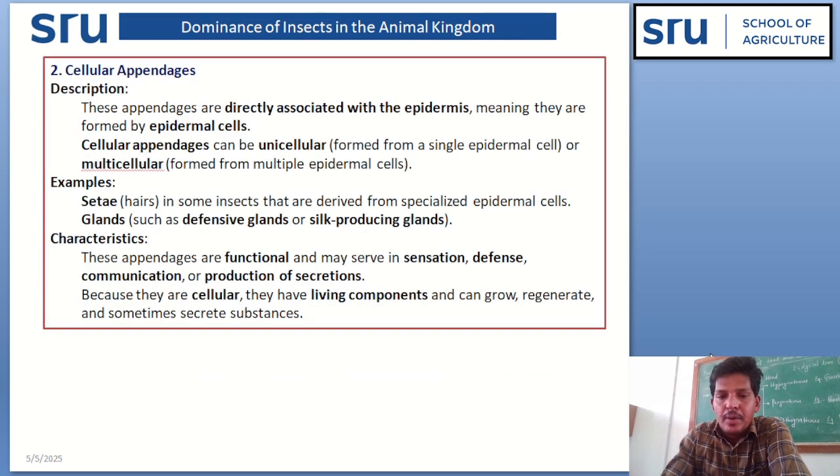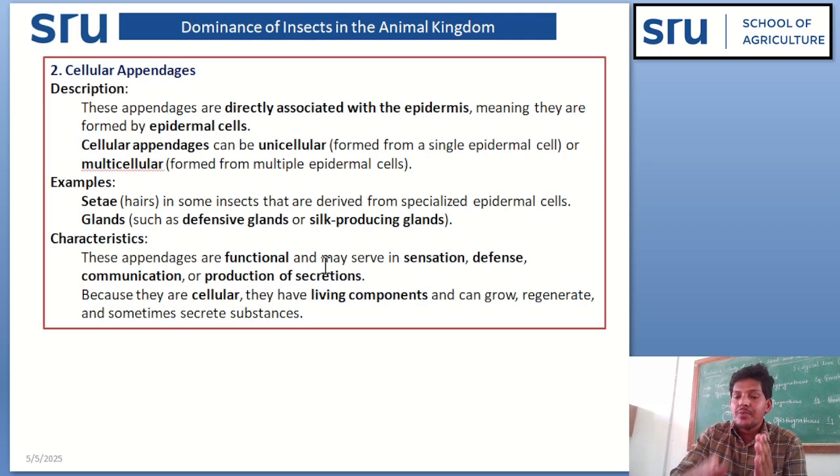Next, we are discussing cellular appendages. These appendages are directly associated with the epidermal layer, meaning they are formed by the epidermal cells. These are of two types, unicellular and multicellular. Unicellular appendages are formed from a single epidermal cell only. When two or more epidermal cells combine to give a structure, that is a multicellular structure. See here, seta and gland are examples of cellular appendages.